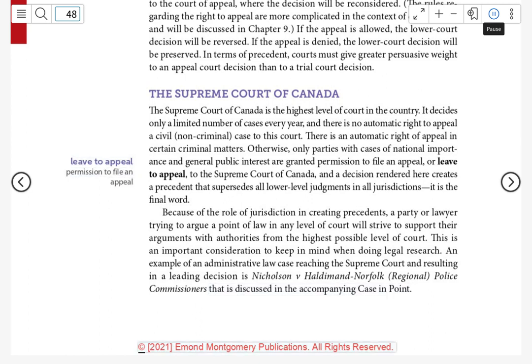Leave to appeal: permission to file an appeal.